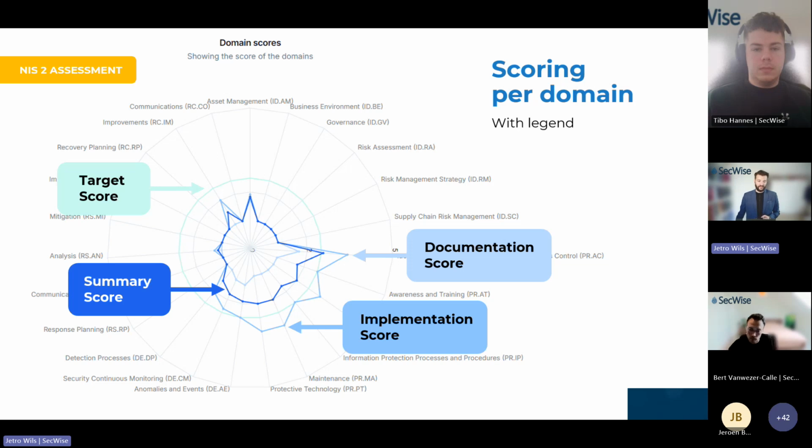Target score like this, for example. You see that in this case, this customer has only a few domains that reach the target. All the rest is beneath the target, right? Which is typical for any organization I've seen. Cybersecurity maturity very low, right? So they get a shock initially, like, oh, I'm scoring this bad. Yes. So now let's work on this.